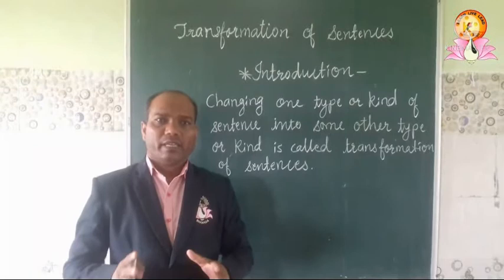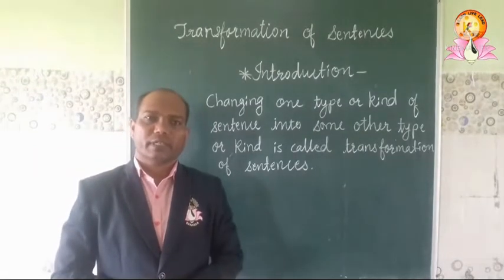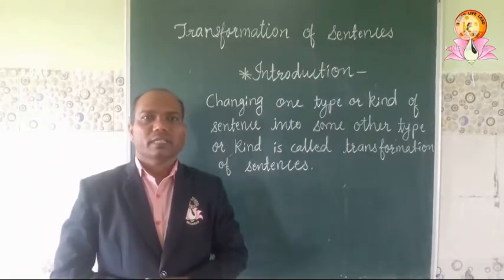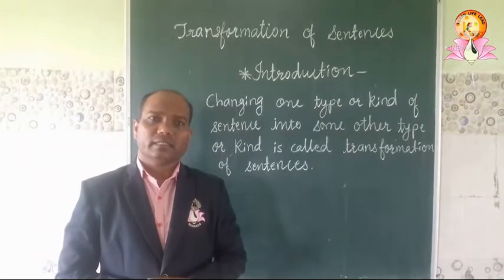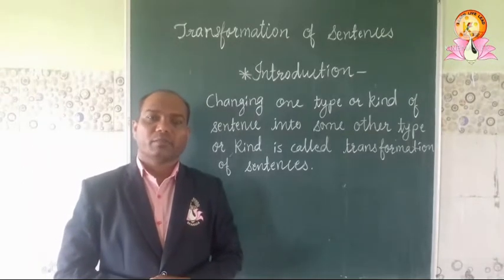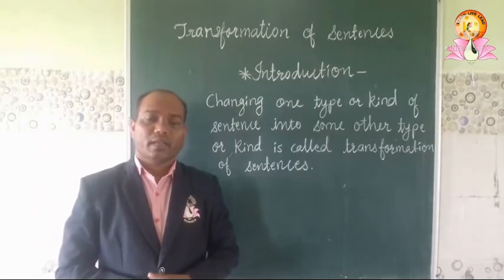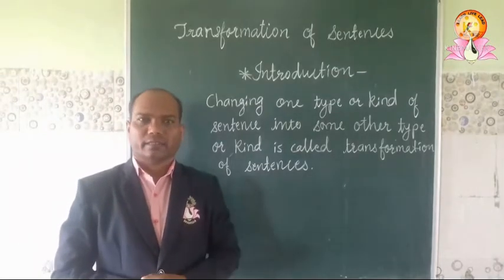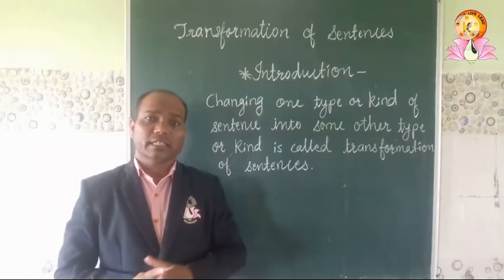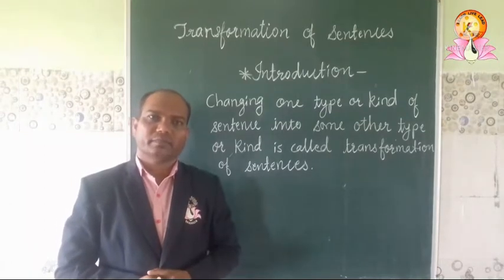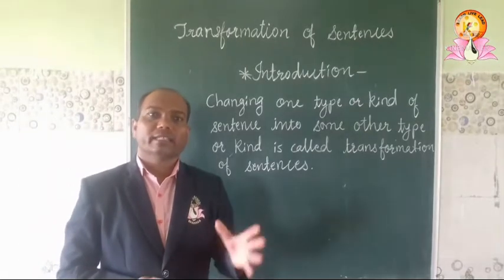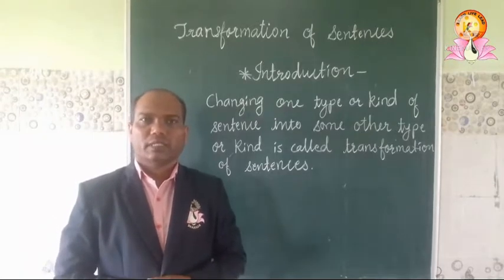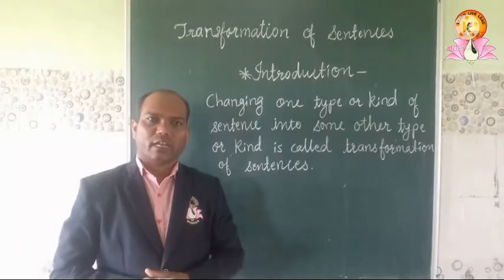Dear friends, we have studied in the previous chapter what is meant by sentence and the different kinds of sentence. A sentence is a group of words that makes sense. A sentence is mainly divided into four kinds. They are assertive sentence, interrogative sentence, imperative sentence, and exclamatory sentence. We have studied all these kinds of sentences with their examples in the previous chapter.